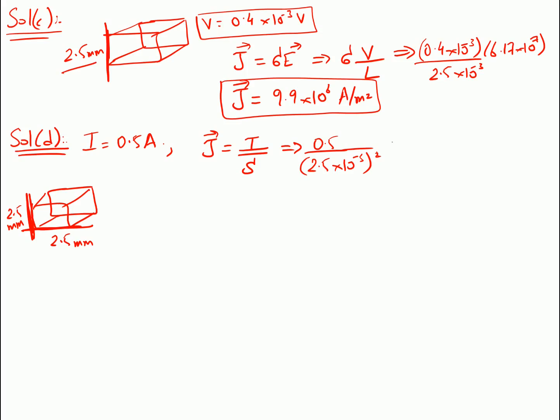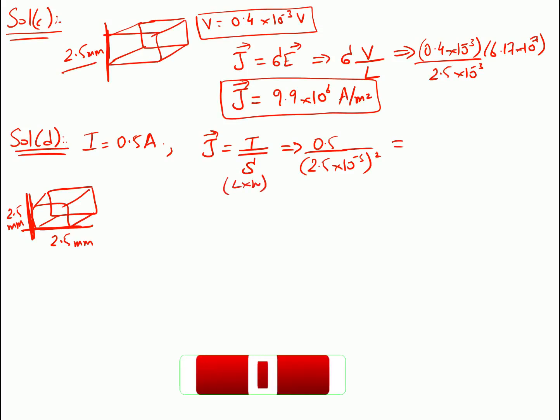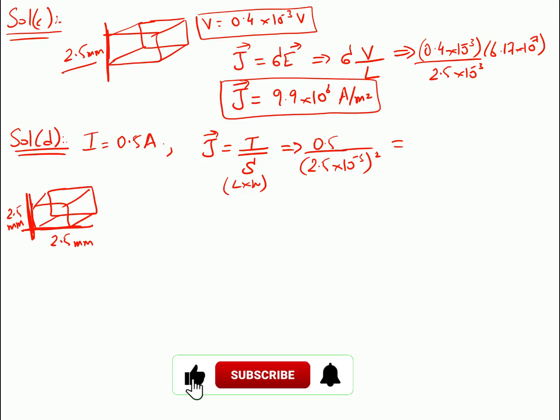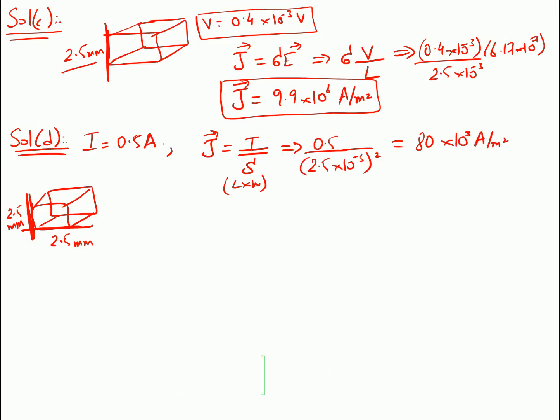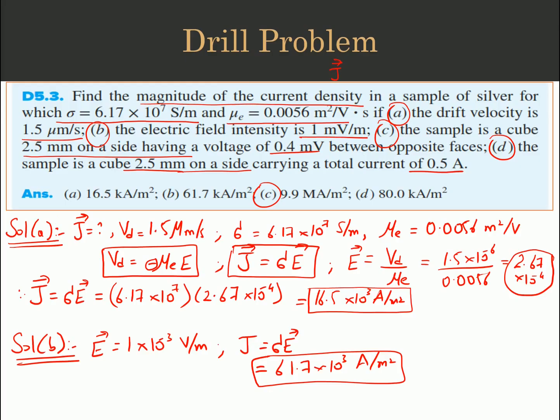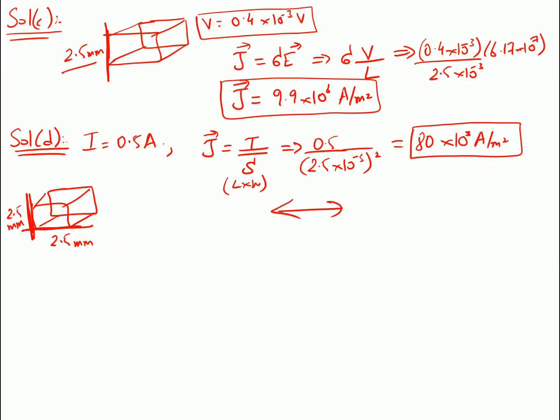This comes out to be, because it is length into width, 80 into 10 raised to power 3 amperes per meter square. So this is the answer, and this completes the solution. It is 80 kilo, so it is 10 raised to power 3. So this is the solution to this problem.